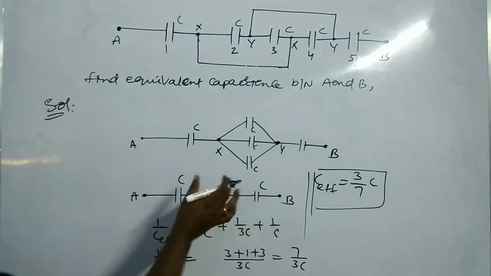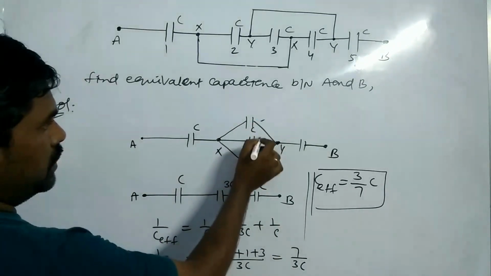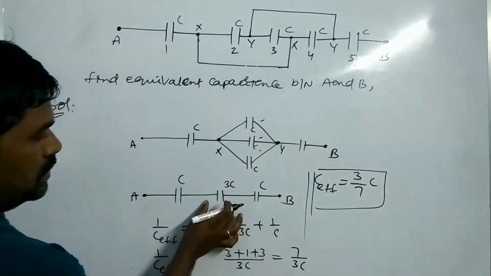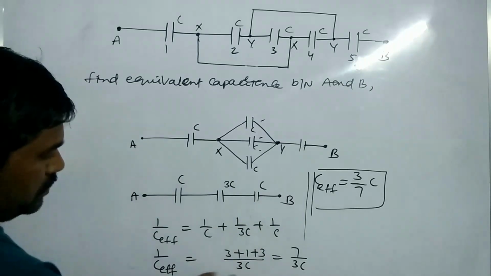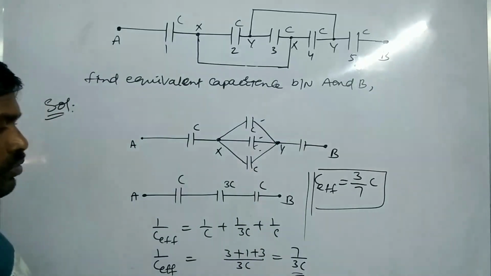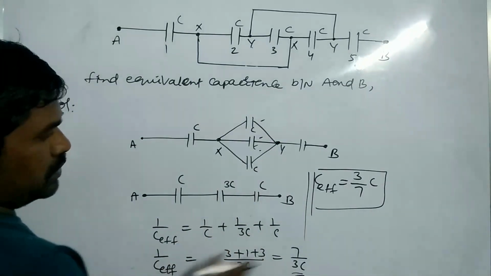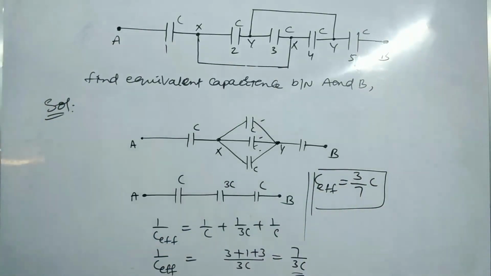This is the effective capacitance. These three are in parallel combination, so the resultant is 3C. Then C, 3C and C are in series combination, giving 7 by 3C. Finding the effective capacitance, we get 3 by 7C.